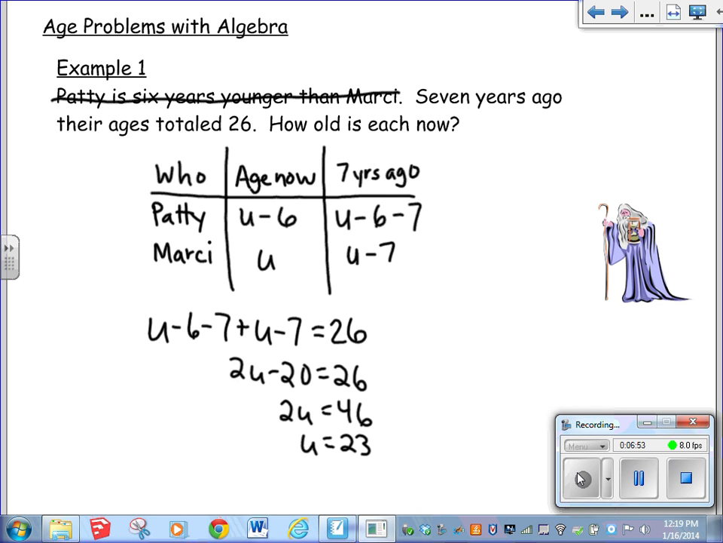Which one is just plain old U? Marcy. And is it Marcy's age now or 7 years ago? Now, because you see it's Marcy now. Okay, so our U is Marcy's age now. You might want to take a second to think about that. That's Marcy. What do we do to get Patty? Mary?